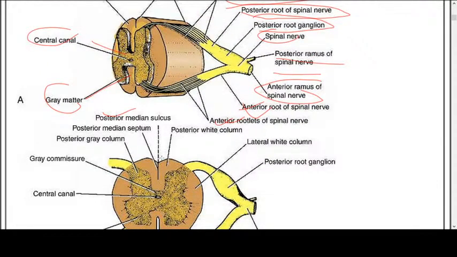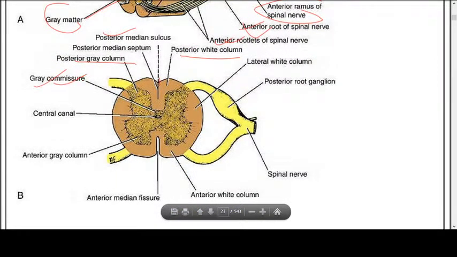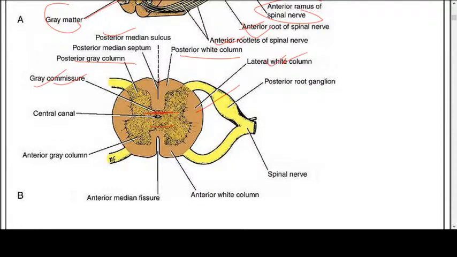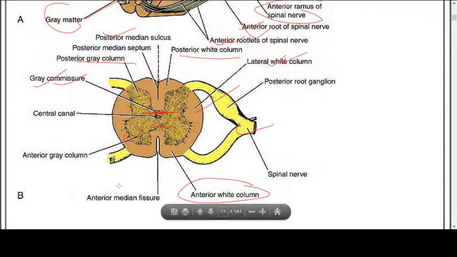Posterior median sulcus. Posterior median septum. Posterior white column, posterior gray column. Gray commissure in between; it connects both gray columns, so it is called the gray commissure. This one is the anterior gray commissure, I guess. This is the lateral white column. This is the central canal. This is the anterior gray column. This is the spinal nerve. This is the anterior white column. This is the anterior median fissure.